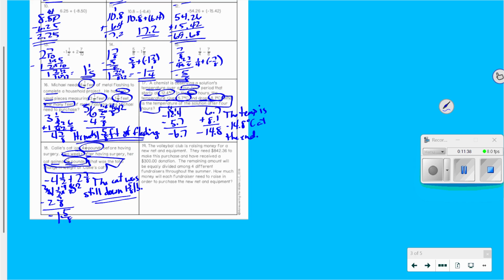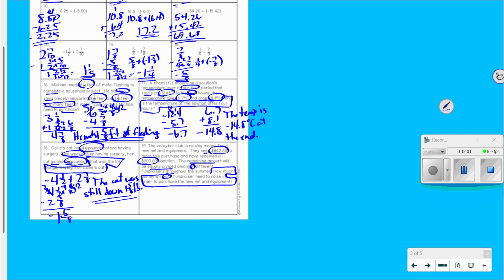Or 1 5/8. Okay, the Boston Club's raising money for new net equipment. They need $842.30 to make this purchase. They received a $300 donation. The remaining amount will be equally divided among 4 different fundraisers throughout the summer. How much money will each fundraiser need to raise to buy the equipment?